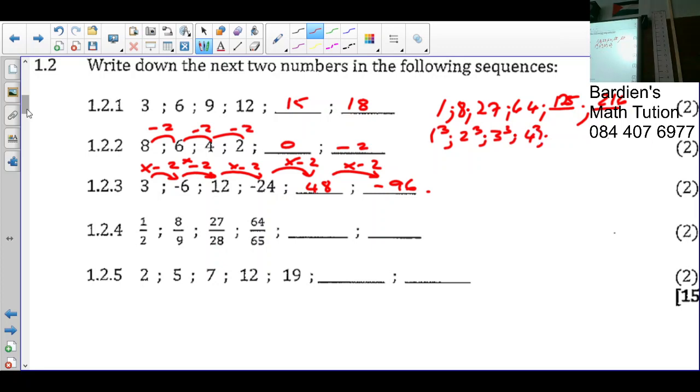So in other words, this is going to be 125 over? Yes. Then this one's going to be 216 over? 217. Well done. A good one, eh?